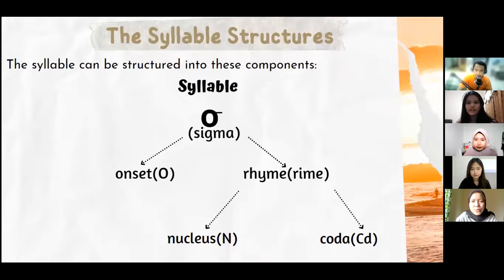The syllable structures. The syllable can be structured into these components. Syllable, the symbol means sigma, and then it includes onset and rhyme. Rhyme includes nucleus and coda.